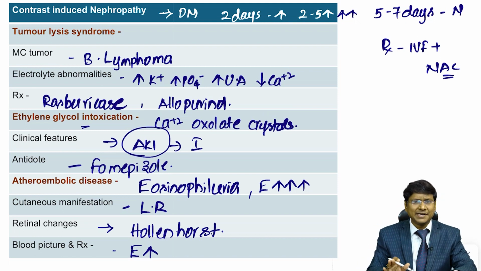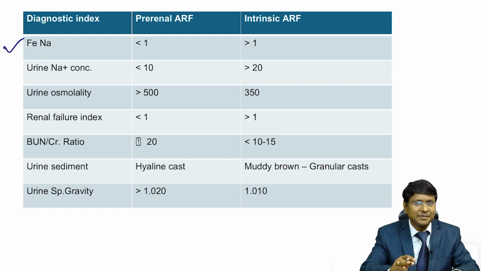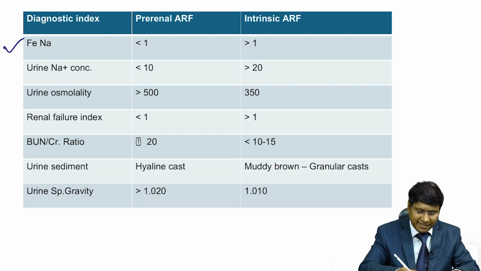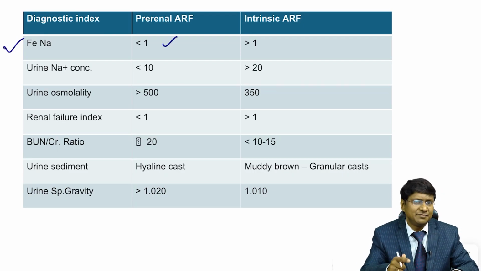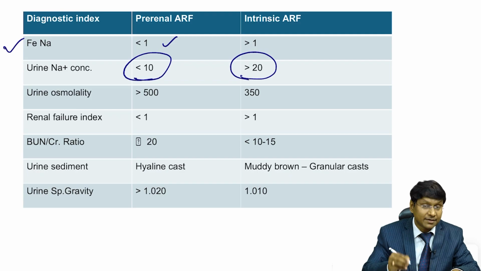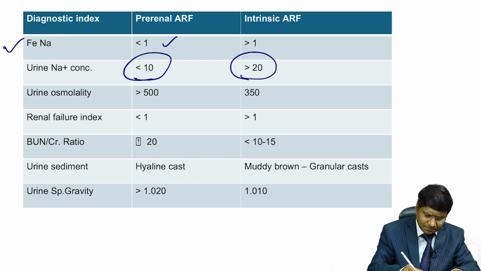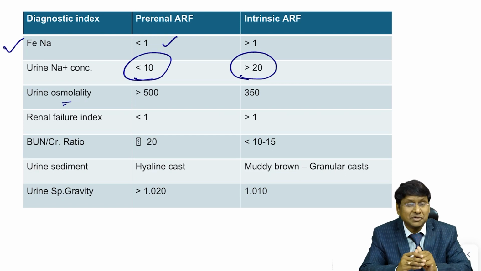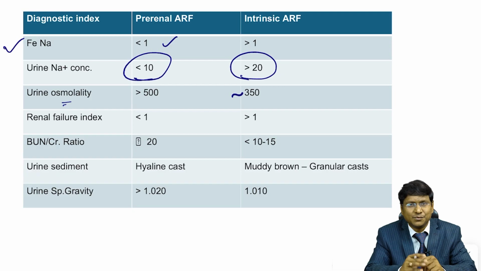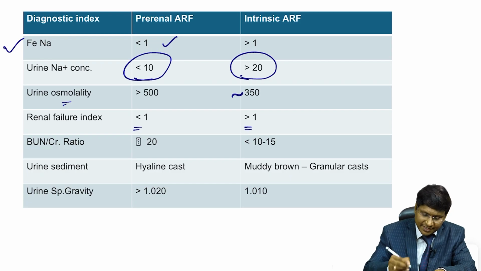Okay, now following that, you need to differentiate pre-renal from intrinsic renal. One very important parameter that differentiates them is the fractional excretion of sodium. In pre-renal it will be less than 1, whereas in intrinsic renal it will be more than 1. Urinary sodium concentration in pre-renal will be low, whereas in intrinsic renal it will be more than 20 milliequivalents. Urine osmolality in pre-renal will be high, more than 500 milliosmoles, whereas in intrinsic renal it is around 350 milliosmoles. The renal failure index in pre-renal will be less than 1, whereas in intrinsic renal it will be more than 1.